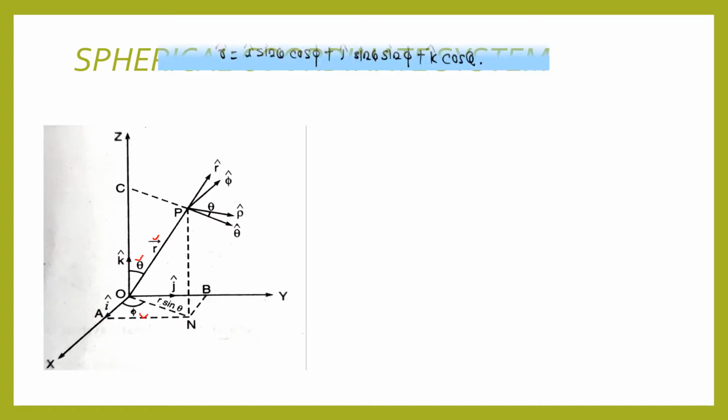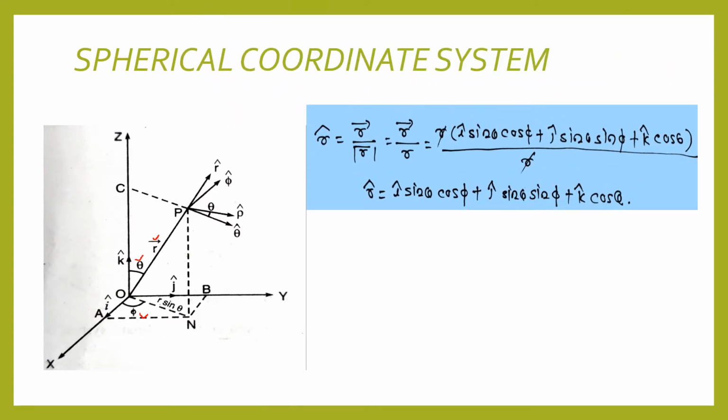Here we will see the value of r vector: i r sin theta cos phi plus j r sin theta sin phi plus k r cos theta. And here you can see that there are three unit vectors. One is r cap, second is theta cap, and third is phi cap. In this figure, the unit vectors are r cap, theta cap, and phi cap.